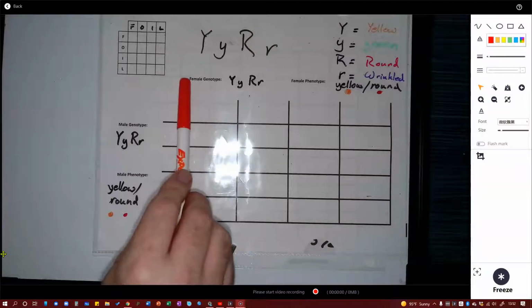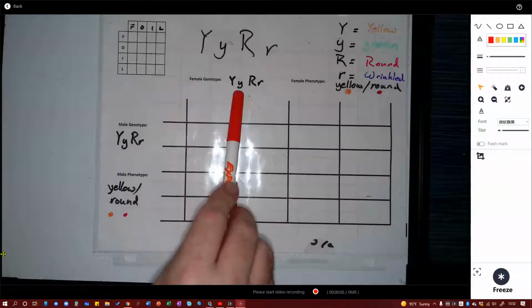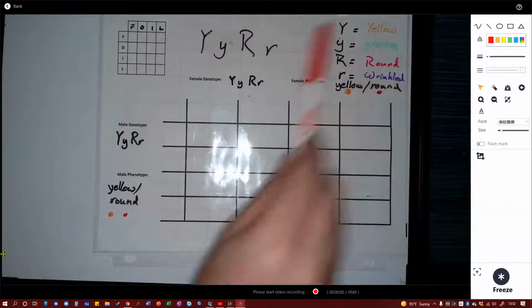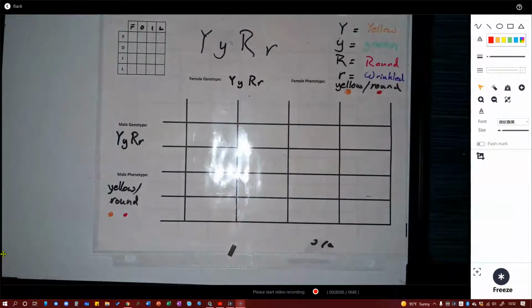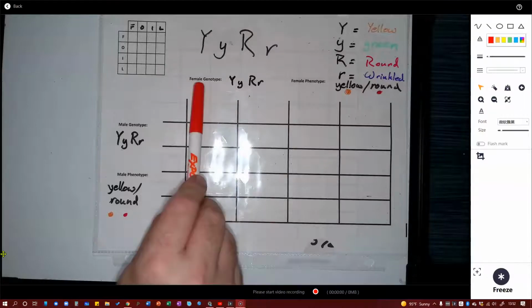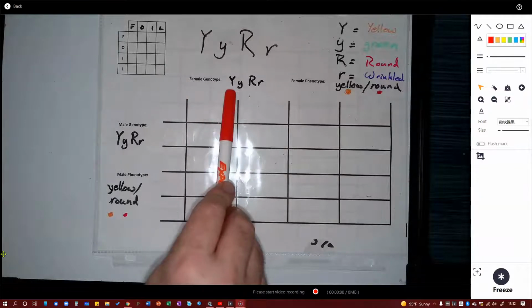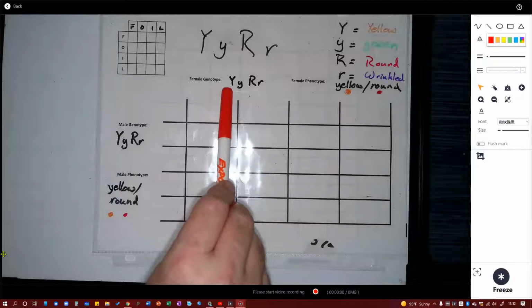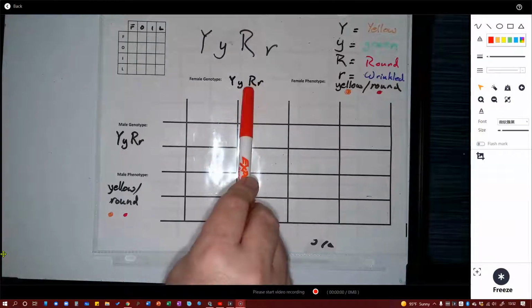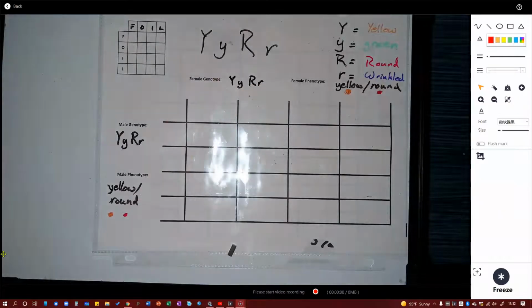So, say you have two parents. In this case, I'm looking at the traits of the pea plants that Mendel was looking at here. You have a female whose genotype is heterozygous for yellow and heterozygous for round. And in this case, we made the male the same thing, just to make things a little easier.